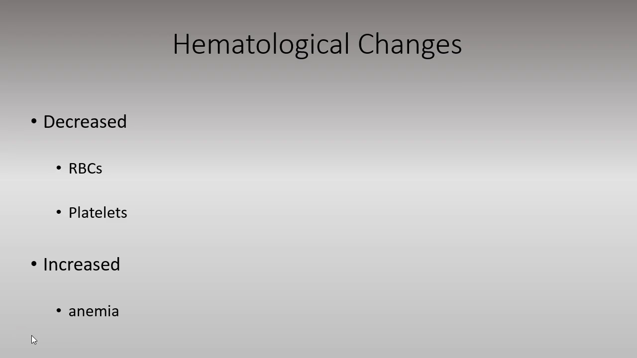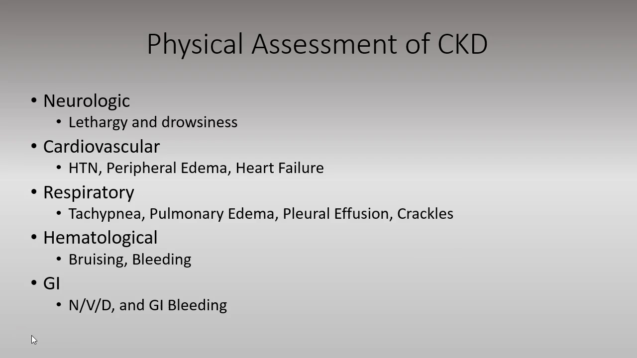For hematological changes, it will decrease red blood cells and platelets, because your kidneys are what actually produce erythropoietin, which is an ingredient to increase red blood cell production. Another hematological change will also be increased anemia, because obviously your body's not producing the red blood cells that it needs.